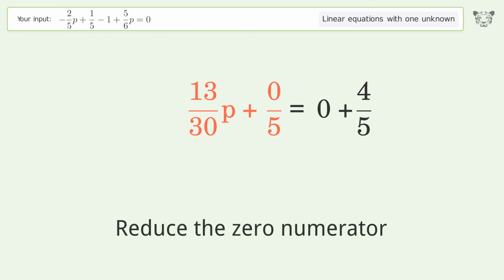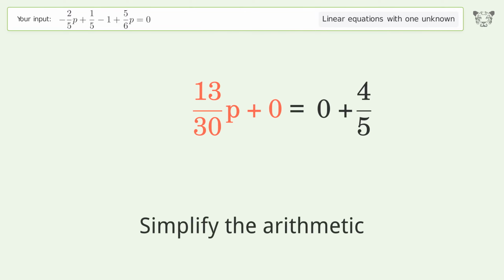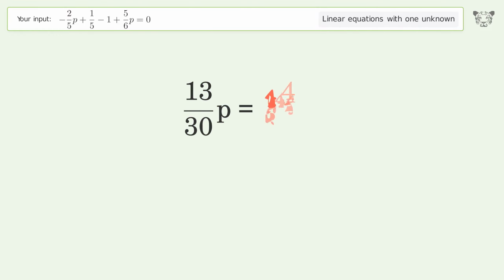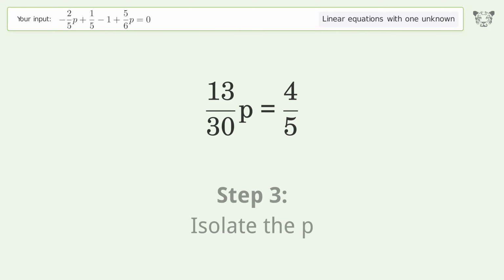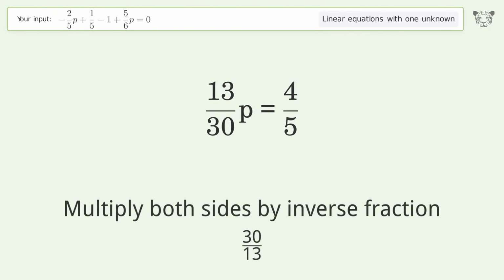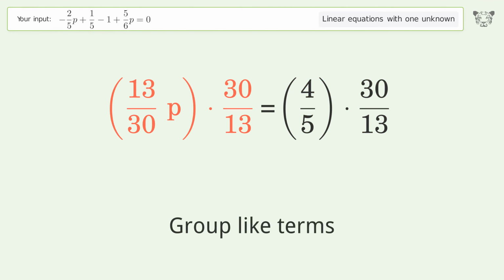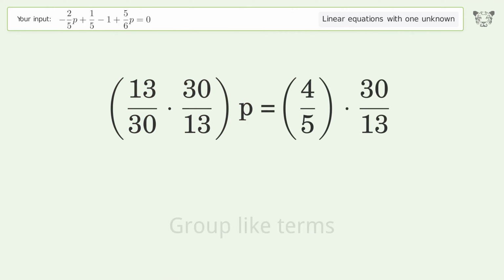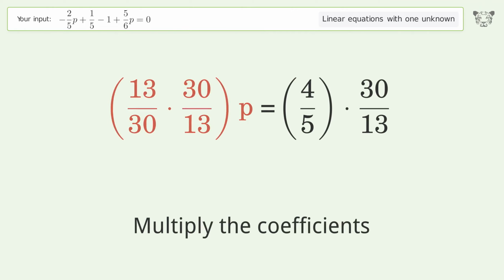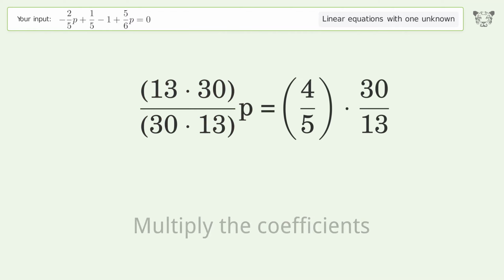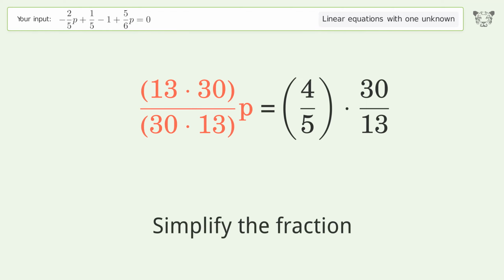Reduce the zero numerator. Simplify the arithmetic. Isolate the p. Multiply both sides by inverse fraction 30/13. Group like terms. Multiply the coefficients. Simplify the fraction.